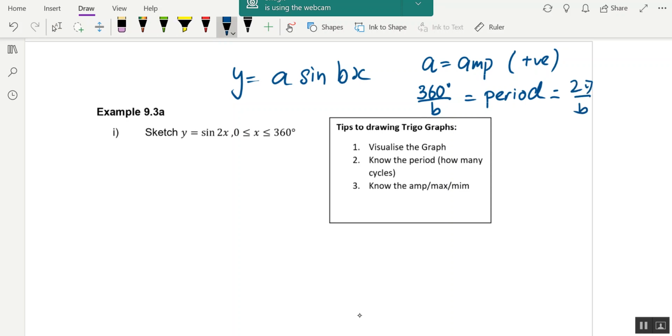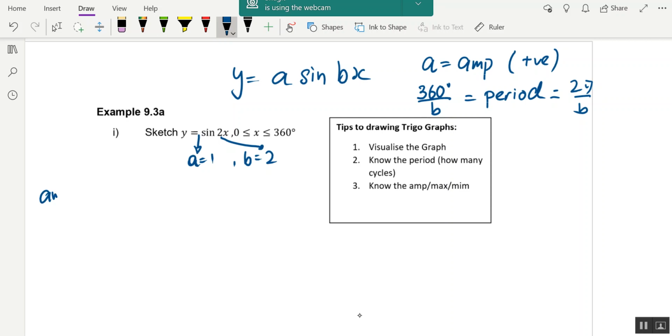So for this, y equals sine 2x. What is your a? There's no number in front of here, which means there's a 1. A is equal to 1. B is equal to 2. Based on this, a equals 1, b equals 2, you must always first find out the 4 things when it is a sine graph and a cosine graph.